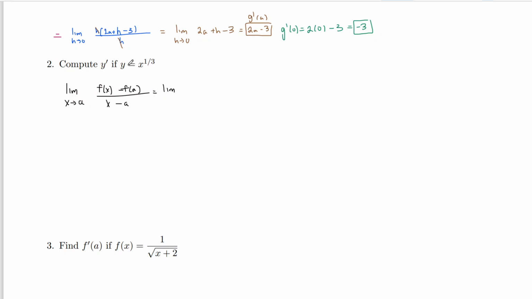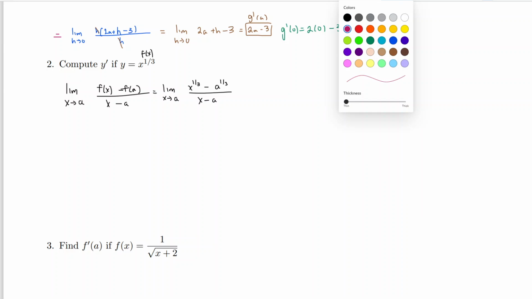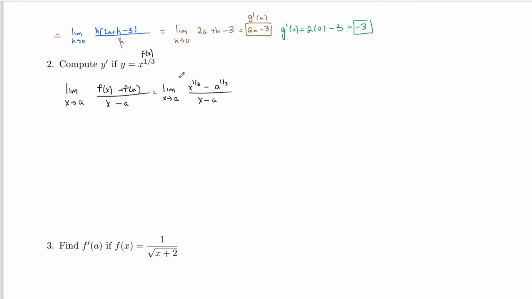And f of x is just x to the 1/3. We're using y here, but you can think about it as f of x. The limit as x goes to a. And f of x is exactly that. It's already just x to the 1/3. F of a means take our equation here and plug in a for x. We get a to the 1/3 over x minus a. Right, now here comes the much more challenging part.